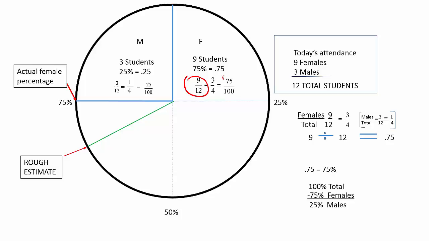so 75 out of 100 parts are female, and the same thing is true for the males. 3/12 is 1/4, which is 25 over 100, 25%, 0.25. And that's the end of this video.